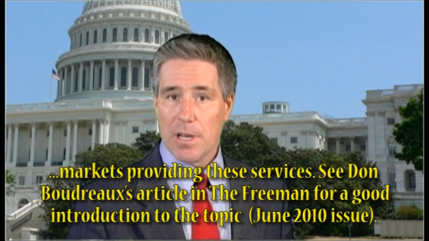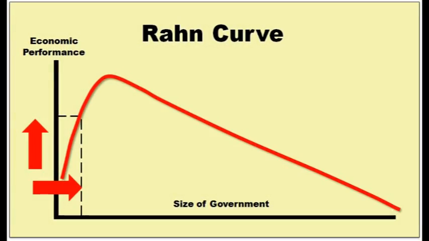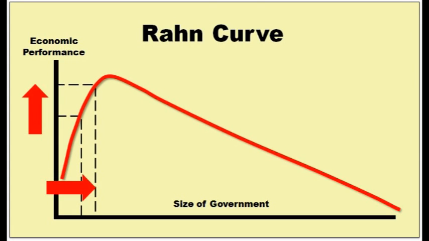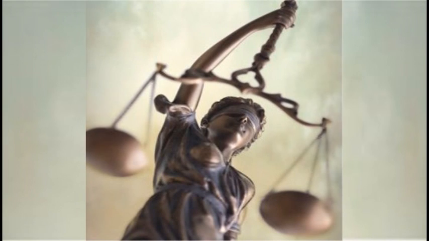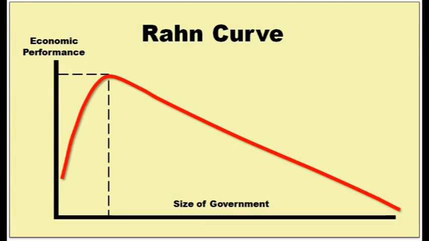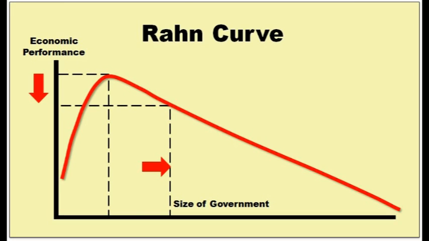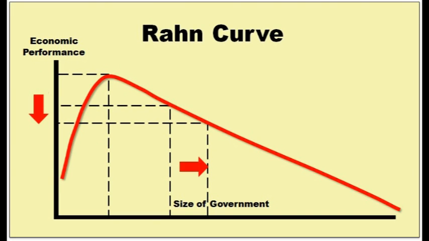productive behavior. But as government begins to provide core public goods such as rule of law and protection of property rights, economic performance improves. Simply stated, people have a much greater incentive to produce when they know there are rules protecting life, liberty, and property. But just like some food is good but overeating is bad, the same thing is true for government spending. The Rahn curve shows that there is a growth maximizing level of government spending, but once the budget exceeds that point, economic performance begins to slip.